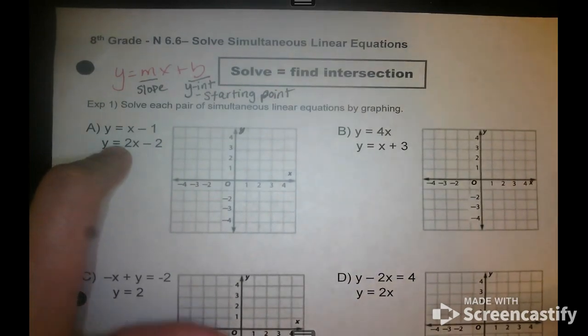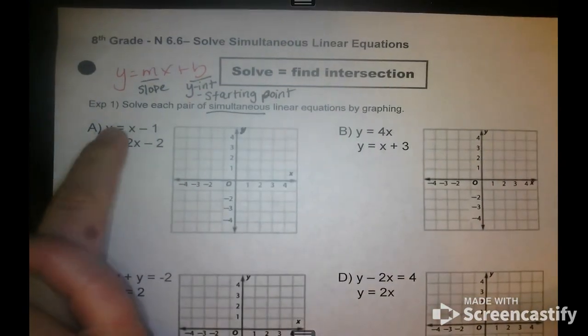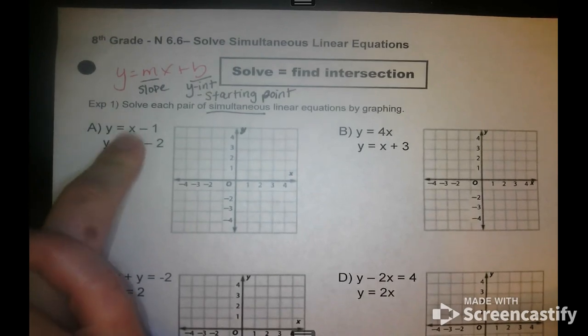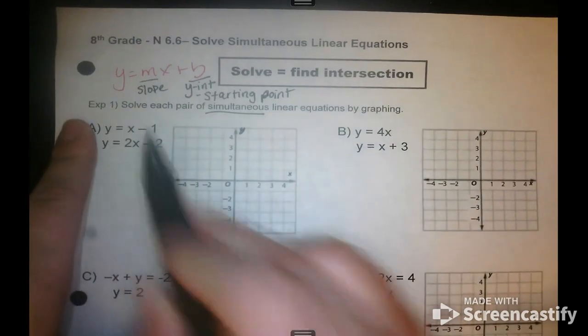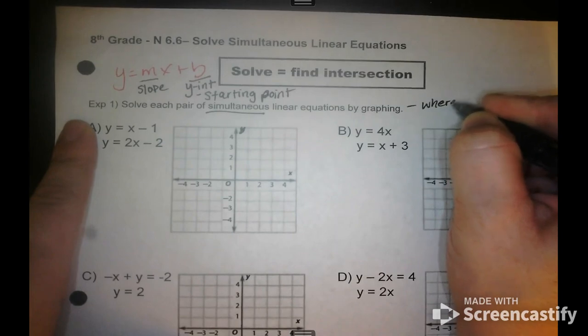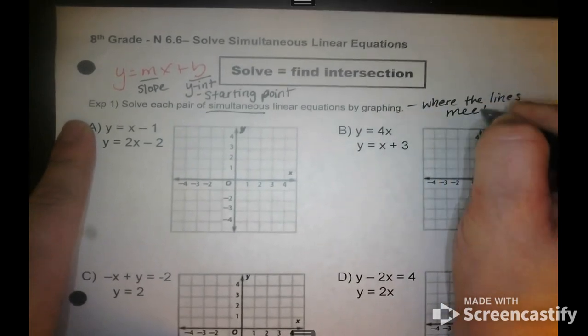Okay. Solve each pair of simultaneous equations. Simultaneous means one after the other. It's more than one. At this point, we have two linear equations to solve by graphing. When it says to solve, I'm not really solving for x the way that you would think. The way I figure it out is by graphing them and figuring out where they intersect. And you can put that here: where the lines meet.